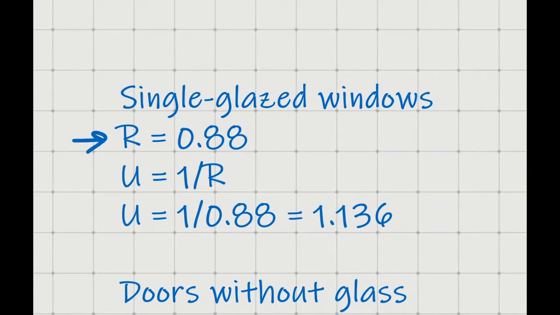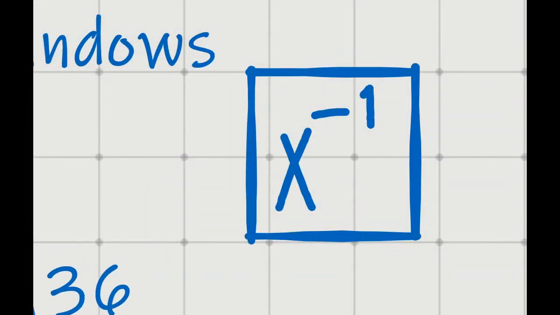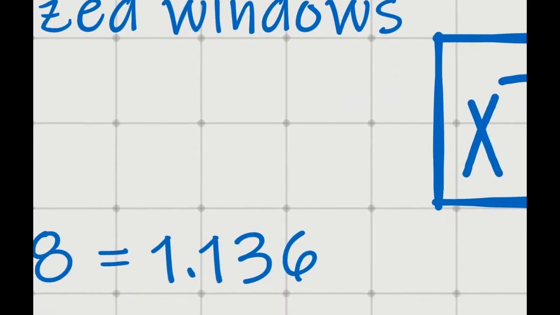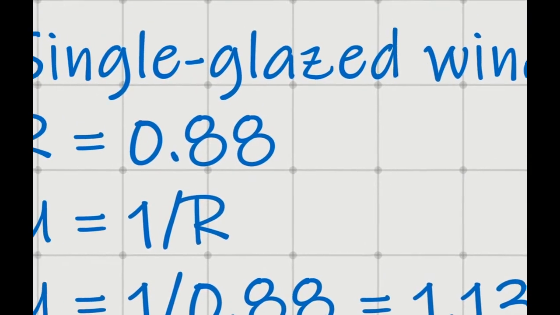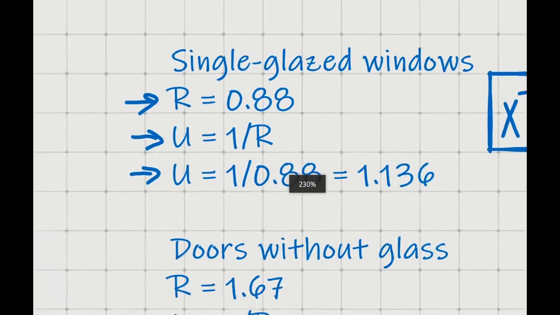And then you're going to use this equation, 1 over R, and then you're going to do this calculation, and you will get 1.136. Let me point out, if your calculator has this magic button on it, x to the minus 1 power, that is a reciprocal button. So you can reduce this calculation by just saying 0.88 and then press the x to the minus 1 button, okay?